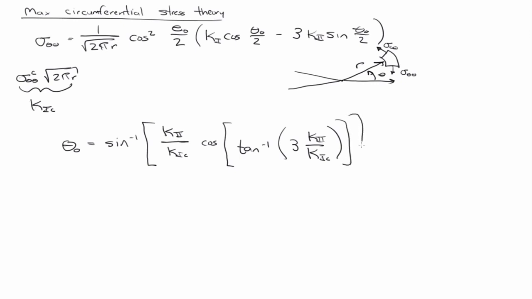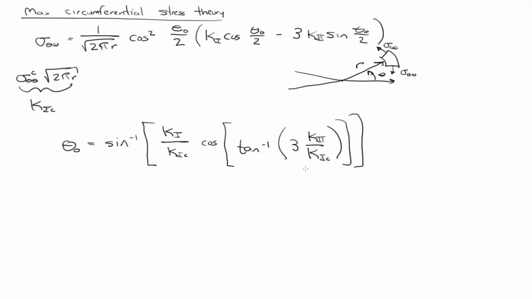This should be K1. K1C is a material property. We measure it in a lab. K1 and K2 we get from the displacement discontinuity solutions. Right, and if in fact the criteria says the crack will grow, this is the direction it will grow, this angle theta.